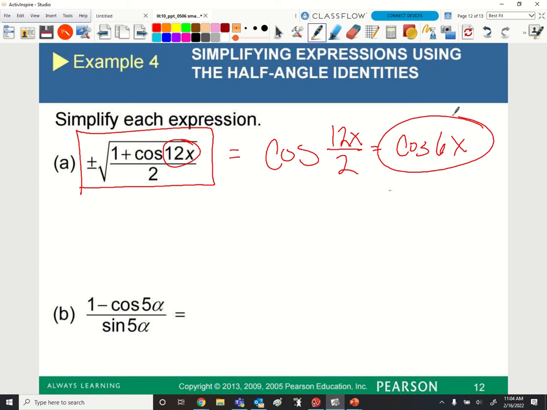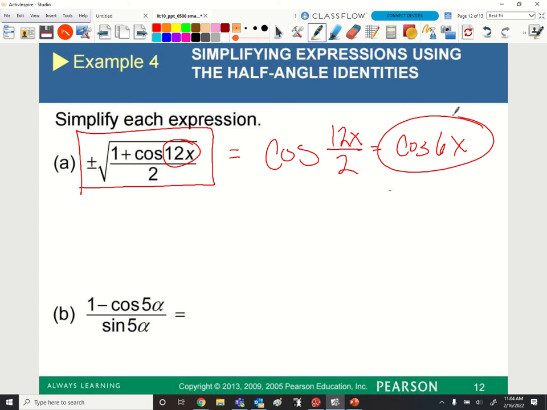Wait, so you're just dividing? Don't just say just. But that's all you're doing. That's all I did right here, but it's not all the time just. Just depends on what problem we have.